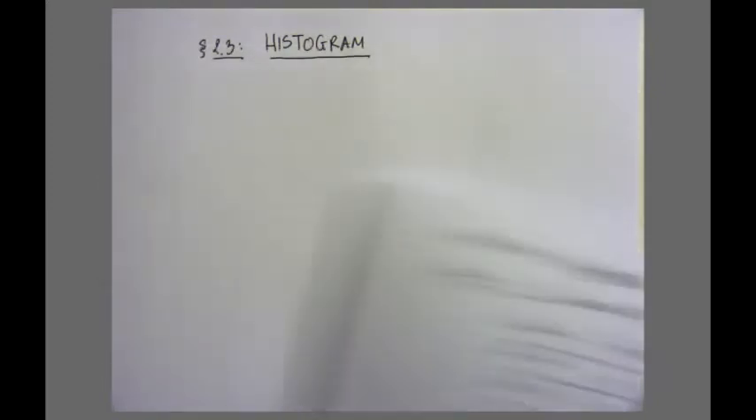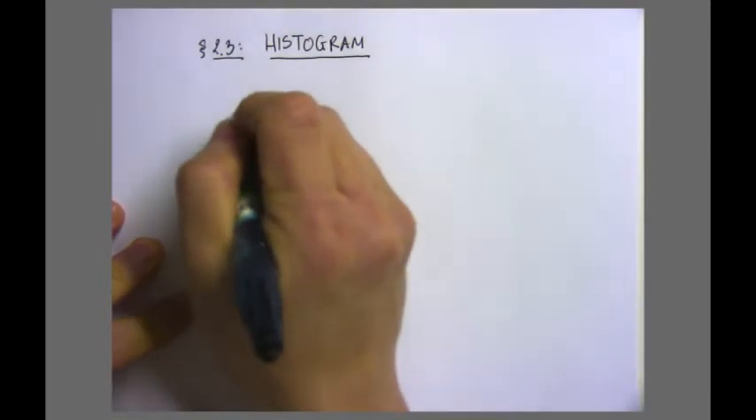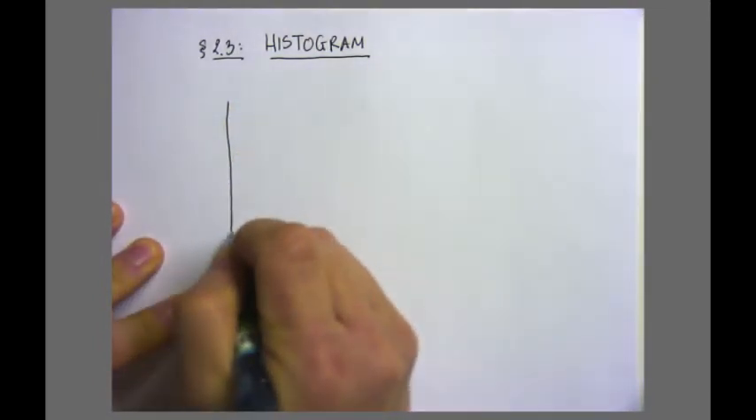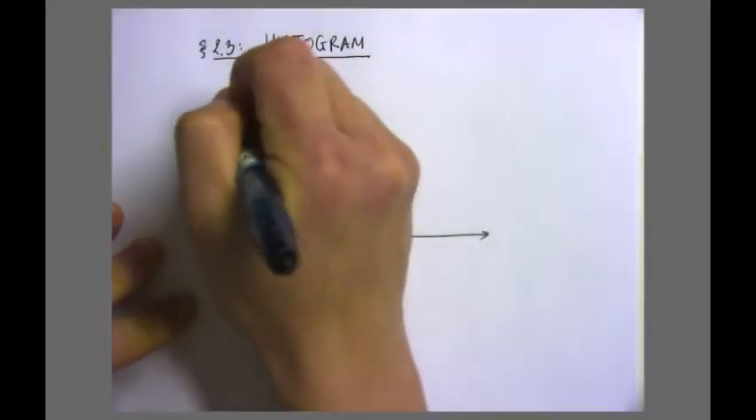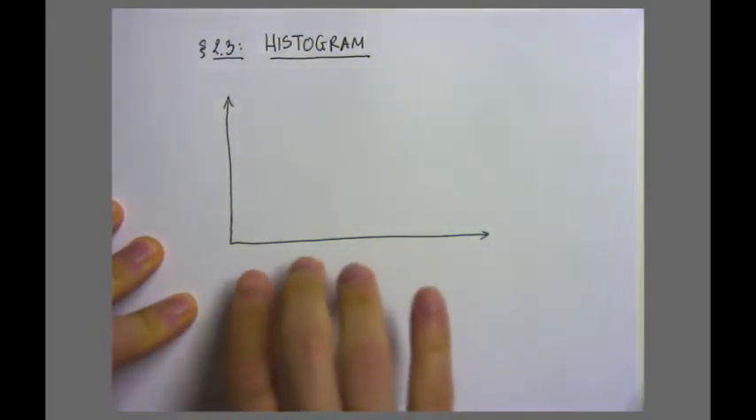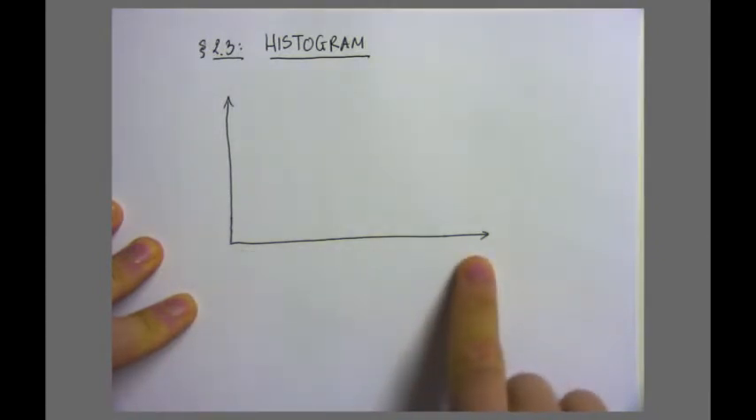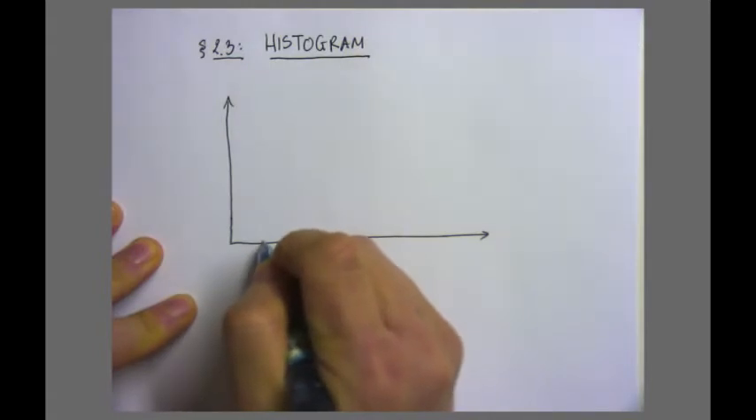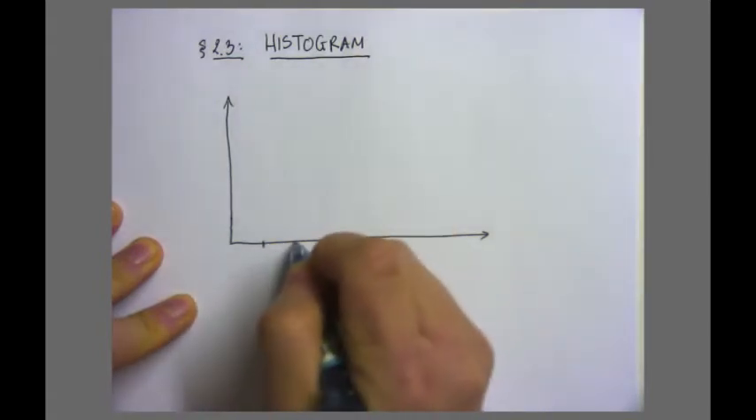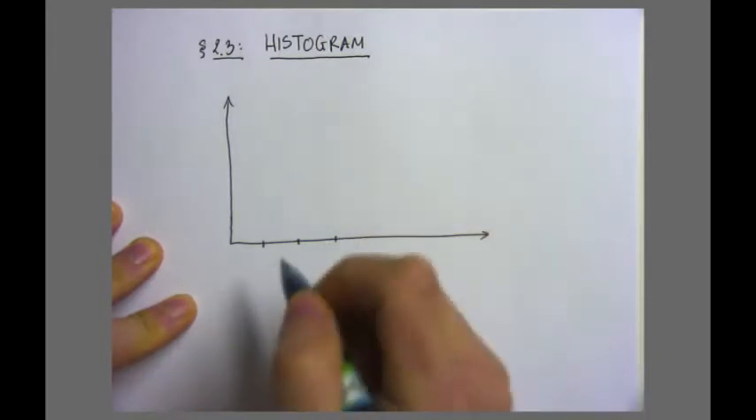So constructing a histogram is basically getting for yourself another bar graph. You're going to lay down the classes along this horizontal axis right here. And then this time make sure you put the classes adjacent to each other, no space in between.